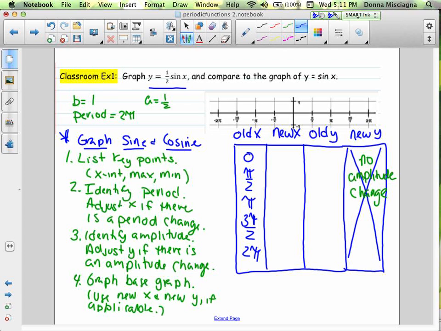Those values are 0 at 0, it's 1 at pi halves, it's 0 at pi, it's -1 at 3 pi halves, and it's 0 at 2 pi. And it's always that, always and forever.